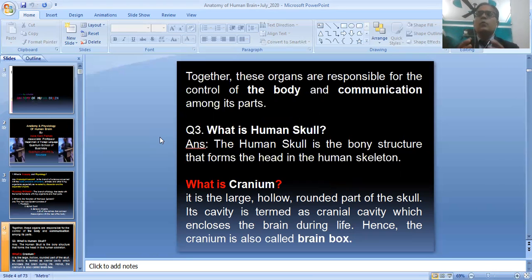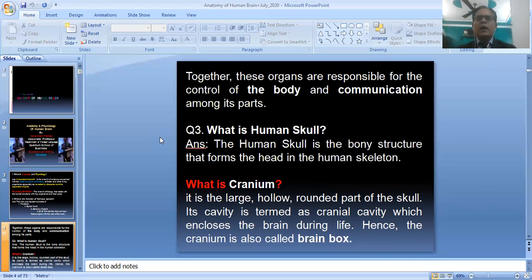So where do we find the brain? The brain is present inside the skull. This is called a skull, my dear friends. Here we have sutures, so you cut the sutures and after that you can open the skull. After opening the skull, because this is a hollow part, inside the hollow part there is our brain, a very delicate organ. I'm going to tell you all about this.